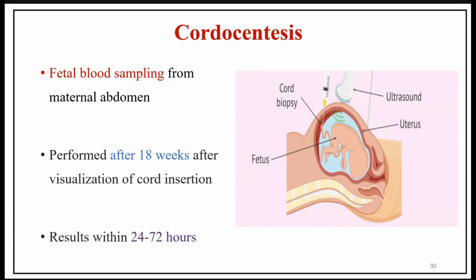Now we move on to another technique that uses blood sampling from the fetus, and that is cordocentesis. Cordocentesis will use blood sampling from the maternal abdomen, and it can be done after 18 weeks of gestation after the cord has been visualized. And the results will take around 24 to 72 hours to come.